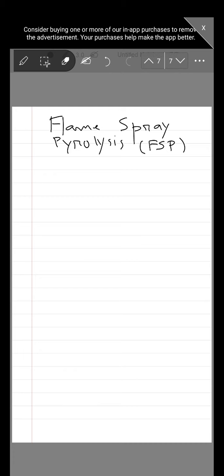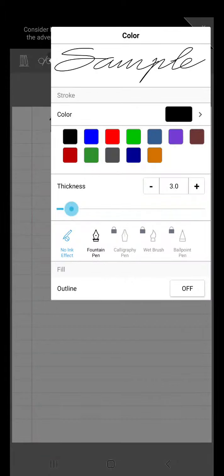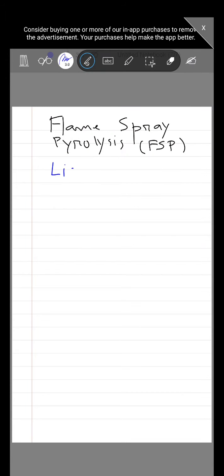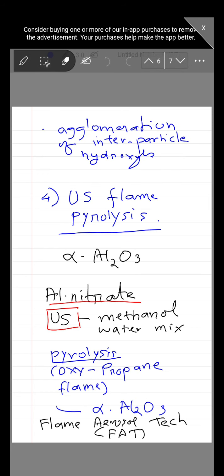Here the liquid precursors are burned. So instead of aerosol, we are using here liquid precursor, which are sprayed and they are burned. So this is usually the conventional technique, but the latest one being this technique that we usually talked about, that is using the ultrasonic flame pyrolysis, or UFP for that matter.